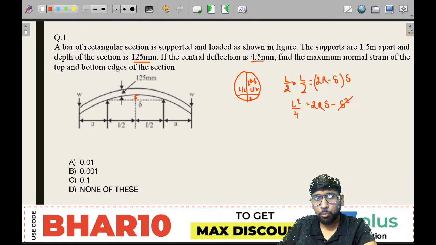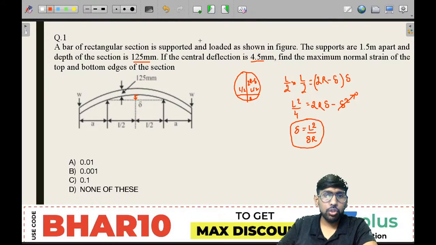Since delta is very small, delta square will tend to 0. Thereafter, your delta will be L square by 8R. This we have already seen, so obviously this is going to be used.